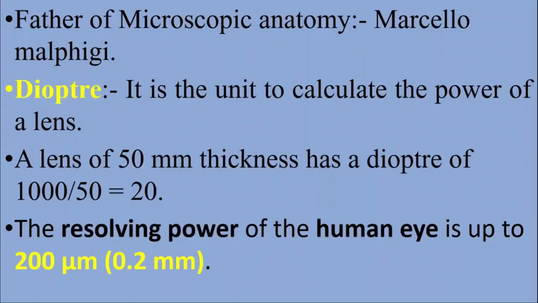Who is the father of microscopic anatomy? Marcello Malpighi is the father of microscopic anatomy. What is a diopter? A diopter is a unit to calculate the power of a lens. We all know that lenses are used in microscopes. A lens of 50 mm focal length has a diopter of 1000 divided by 50, so it is 20.